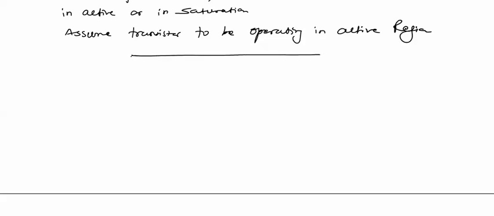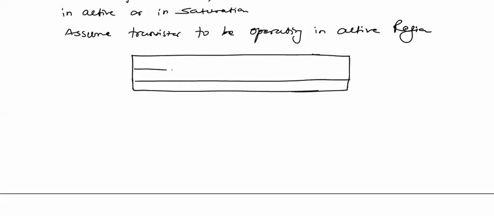Now for transistors we have some data which are to be used in the examples. This is for silicon, this is for germanium. We'll find germanium transistors very rare. VBE value for active region.